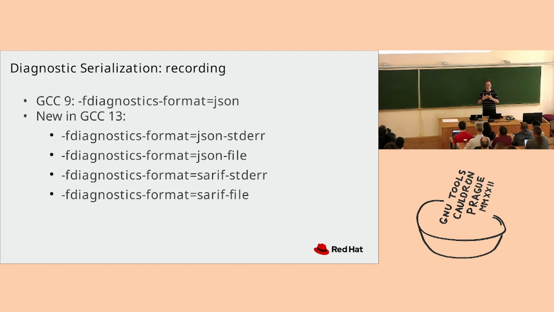-fdiagnostics-format=json-stderr. I found it was kind of clunky because in a build, you would have to redirect things and capture the various outputs, if you're trying to get all the problems across the whole of the build. So I added json-file, which outputs to a file based on the source file name. So you could then go in and write a script to gather all the problems in the build.